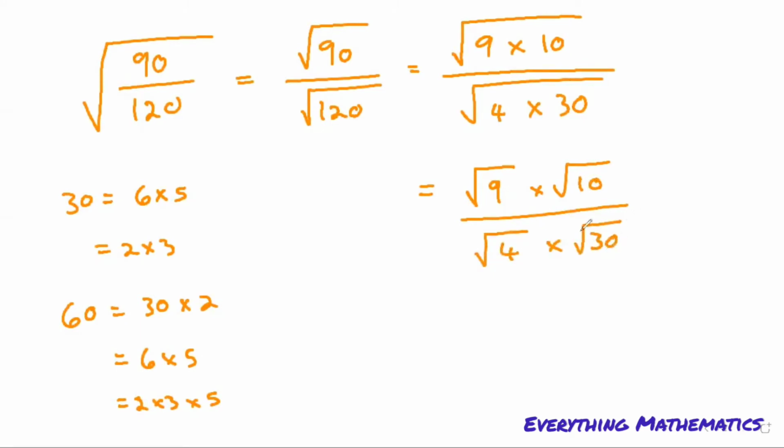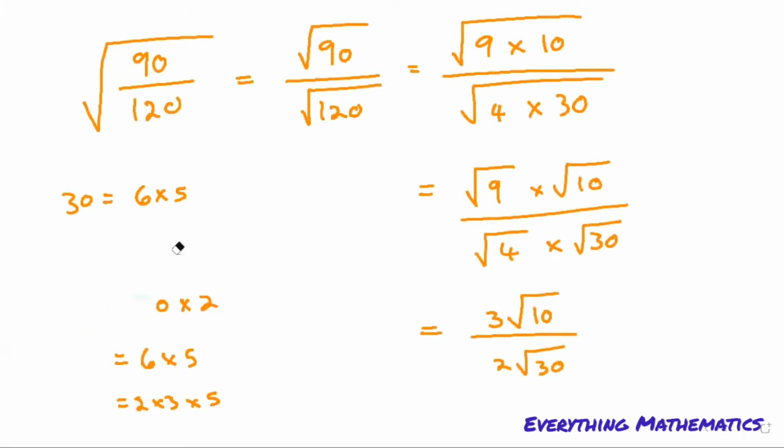But 30 seems so big, almost as if there's nothing else that could go into 30. I'll explore that a little just now. So root 9, that will be 3 root 10, and below we will have 2 root 30. But again, I'm questioning the 30. The 30 is so big.